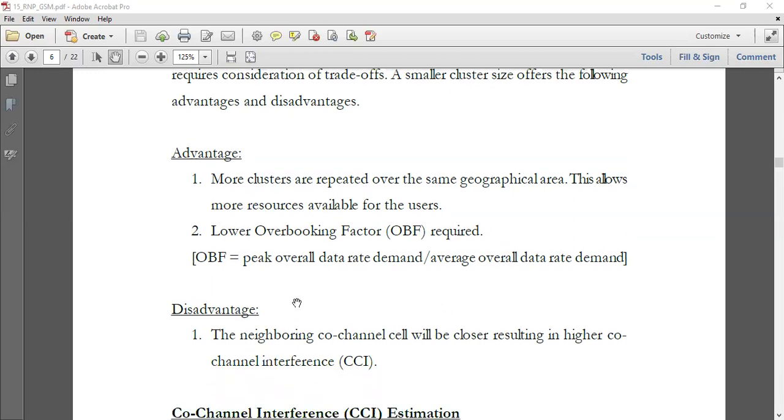Of course you should calculate the ratio between your peak demand and the average demand for your solution. It is called OBF, or overbooking factor. Now, as you increase the pool size, your overbooking factor will be lower for the same resources. In other words, to keep the same overbooking factor, you can reduce the resources. So that's an advantage.